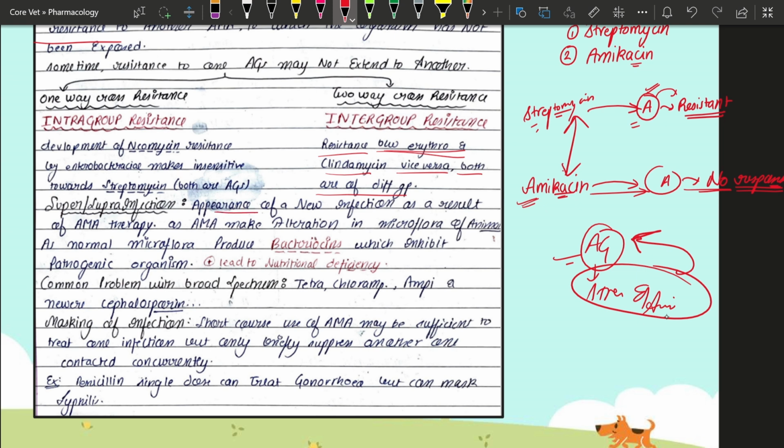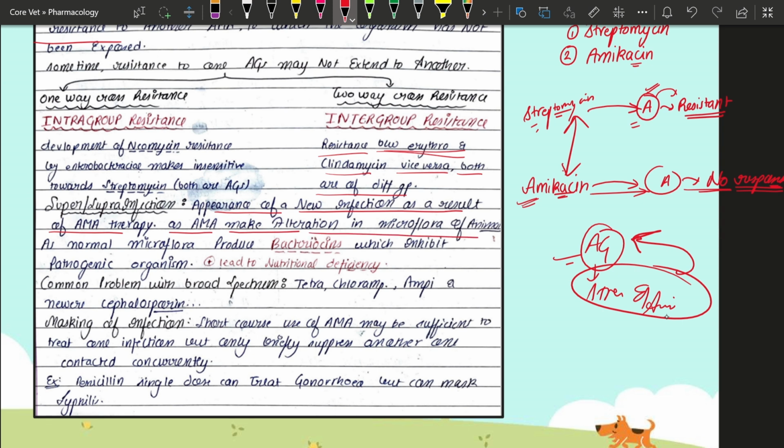It is the appearance of a new infection as a result of antimicrobial therapy. It means that when you apply a certain antimicrobial agent on a certain host, there is an appearance of a new infection as a response to this particular agent that you applied on the host, as the AMA makes certain alterations in the microflora of the animal.